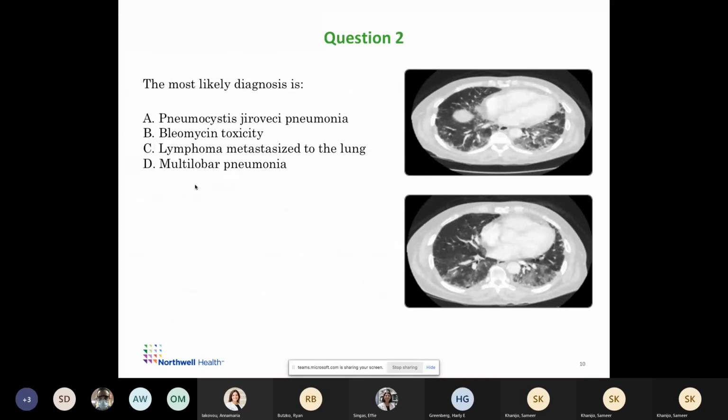So I'll let you guys take a minute to look at these. Here are the CT scan pictures in a young gentleman who just underwent chemotherapy.